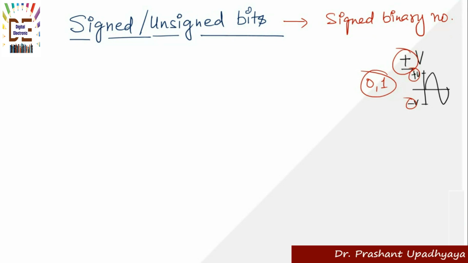The convention we use for the sign bit is 0 for positive. Whenever we talk about the sign bit, we always say 0 is for positive and 1 is for negative. But another question that comes up is how we will identify whether every number is negative, or whether a number is positive or negative.